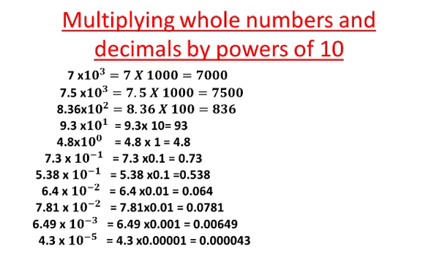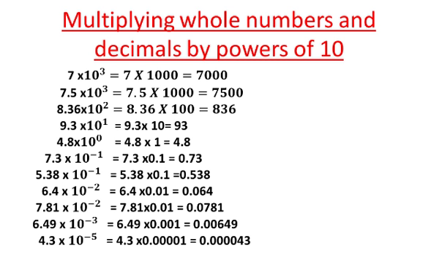5.38 multiplied by 10 to the power of minus 1. 5.38 multiplied by 0.1 or 1 over 10. You can do 5.38 divided by 10. It will be 0.538. 6.4 multiplied by 10 to the power of minus 2. 6.4 times 0.01 or 1 over 100. In this case, instead of multiplication, you can do divided by 100. 6.4 divided by 100, it is 0.064.